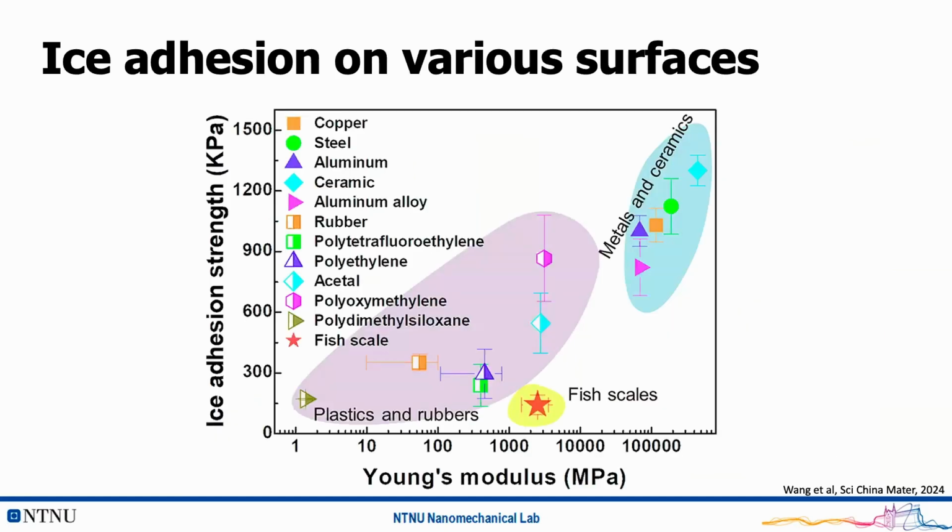So if we compare the ice adhesion strength with other materials, we can see that the fish scale has quite a nice behavior in terms of the strength and the ice adhesion behavior. So it has a much higher elastic modulus than the plastics and the rubbers. Although the elastic modulus is lower than metal and ceramic, the ice adhesion is almost 3 times lower than metal and ceramic. So it can be a very good candidate material for low ice adhesion.